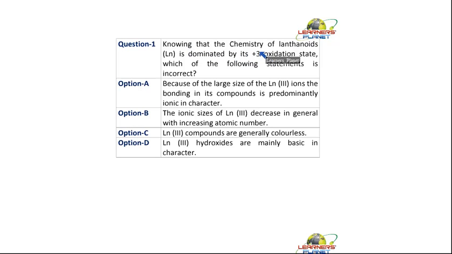Knowing that the chemistry of lanthanides, Ln, is dominated by its +3 oxidation state, which of the following statements is incorrect? Now, do you know what are lanthanides? Lanthanides are the 14 elements after lanthanum. That is, it starts from cerium, 58, to lutetium.